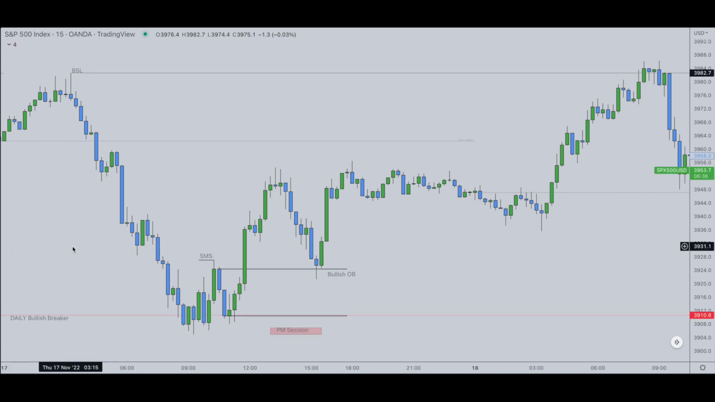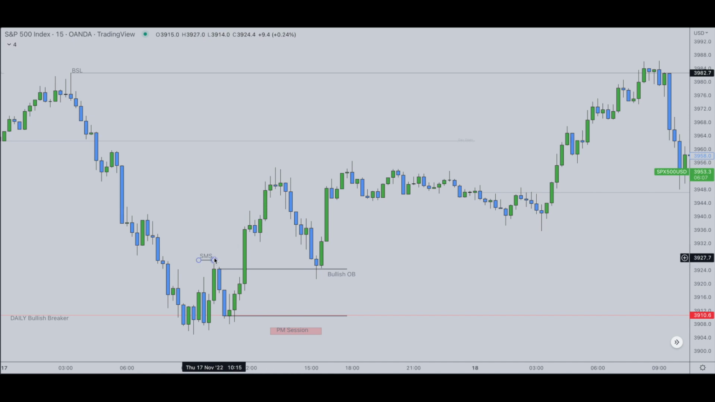Annotations are now on, and as we can see, price aggressively trades into this daily bullish breaker. This is that red line here, and after I explain this, I'll zoom out and show you guys the daily time frame, that way you know what I'm talking about. As we trade into here, we start consolidating price. We get a little swing high. We trade back into this M15 bullish order block. Then this is what we are looking for, the strong impulse move higher.